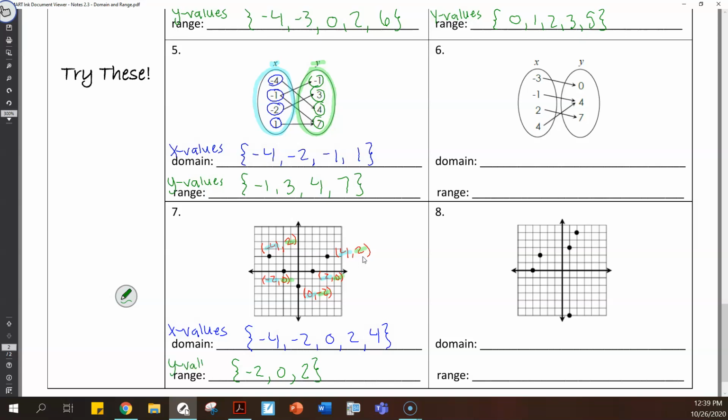Okay. Go ahead and try number 6 and number 8. Write them on your paper, and then come back here and check your answers.